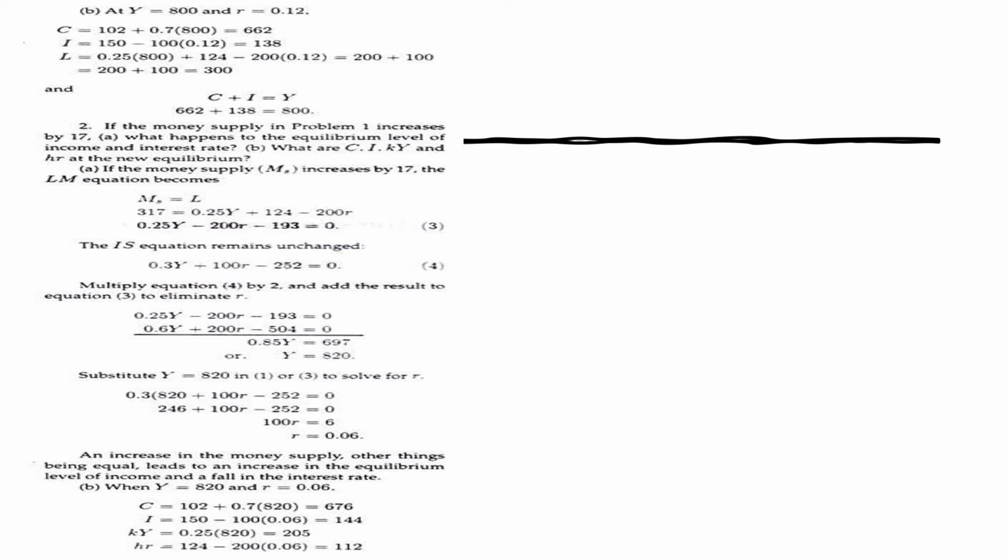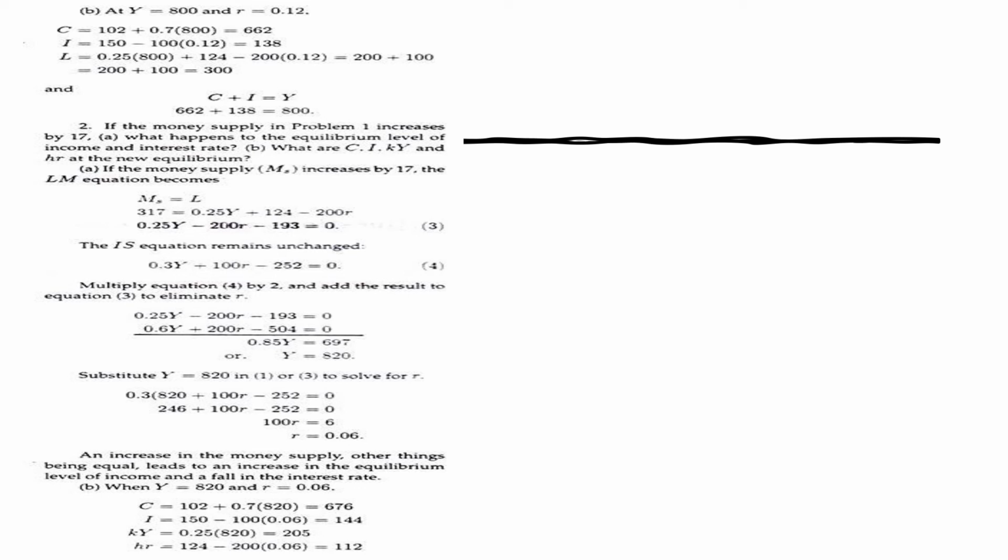In order to understand the first question, you have to understand that the money supply is equal to money demand. That would be the equilibrium level. And the IS equation remains unchanged, that is 0.3 y plus 100 r minus 252 equals 0. So now you have two equations, this one and 0.25 y minus 200 r minus 193 equals 0. Again using the simultaneous equation approach, you get y is equal to 820, and from that you will be getting r, which is equal to 0.06.